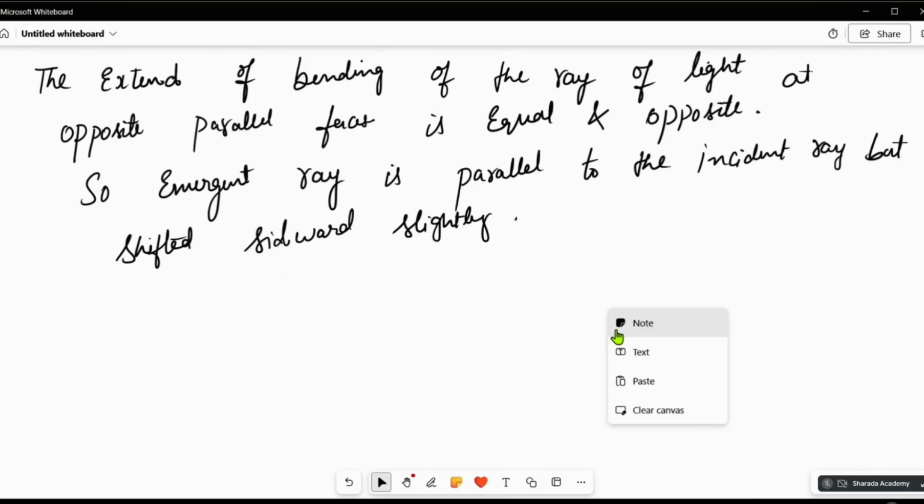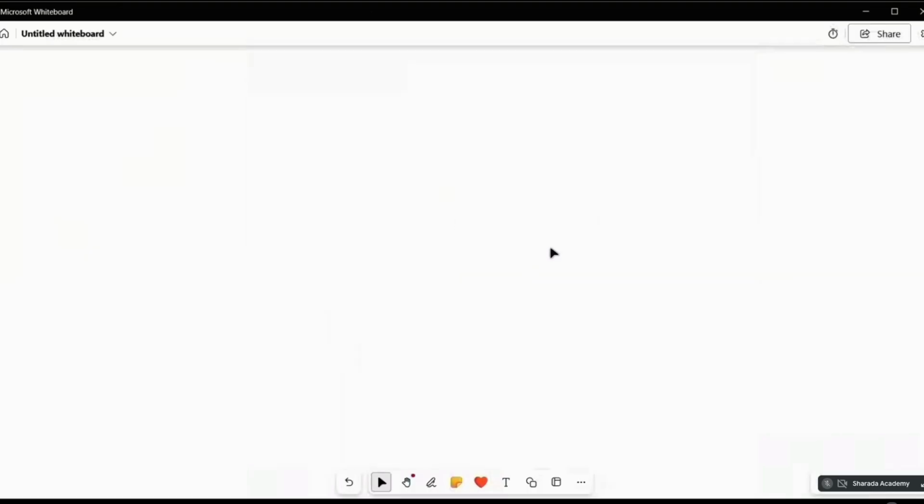Now we will study about the lenses. Until now we studied about refraction, that is, how this phenomenon works. Next we study about the lenses, just as we studied about the mirrors, right? We will try to study about the lenses.